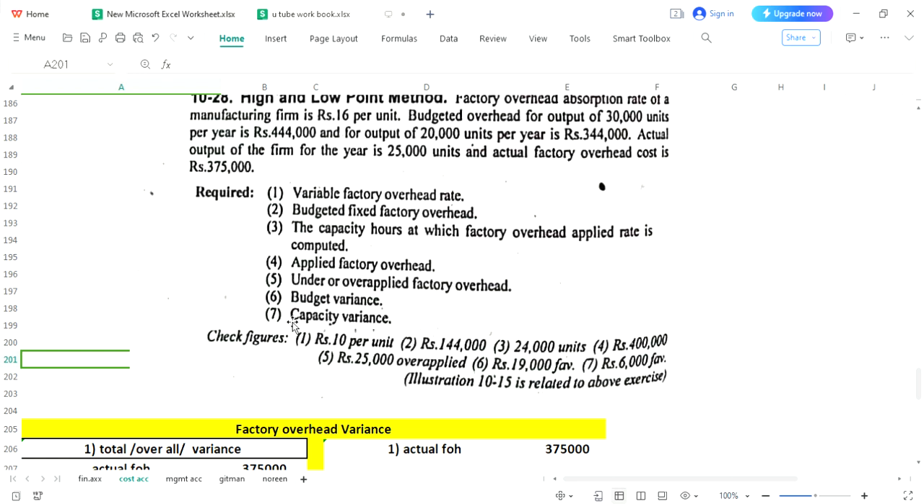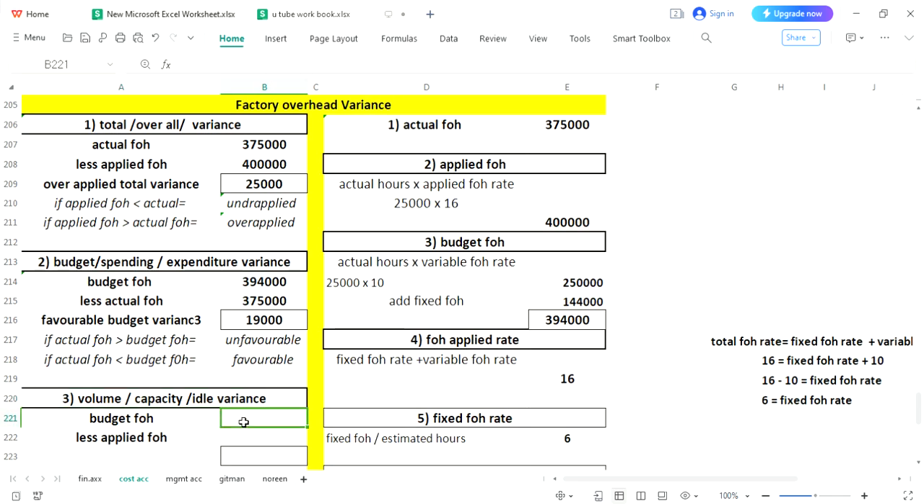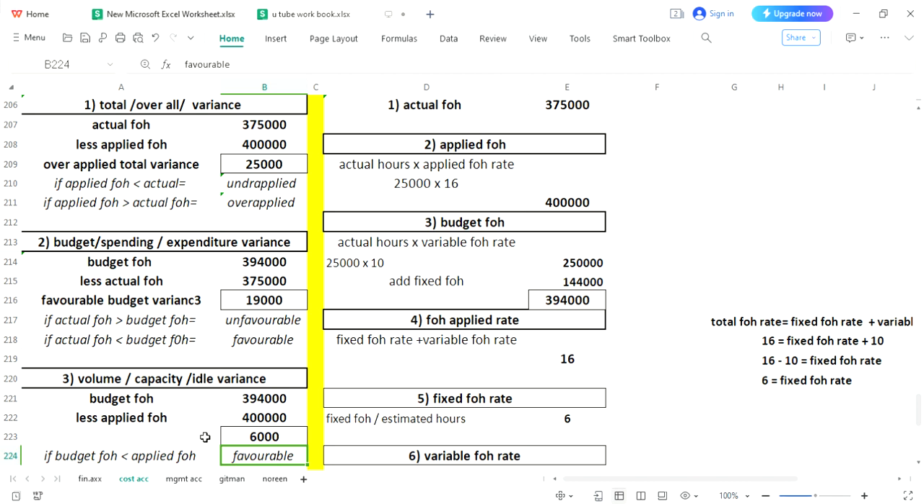It's time to see 7th requirement, capacity variance or volume variance. It's a relationship between budget FH and applied FH. You can see here budget FH was calculated, amount was 3,94,000, put over here. And secondly, you need to have applied FH. Applied FH was calculated over here, amount was 4 lakh, put it over here. Now it's time to calculate the difference between applied and budget FH. Your applied FH was 4 lakh and budget FH was 3,94,000. In this way your variance has been calculated.